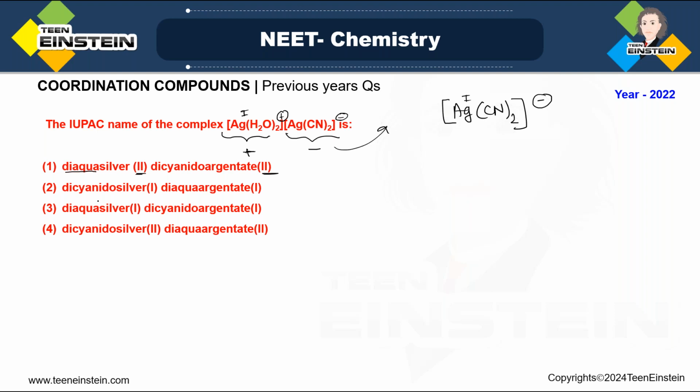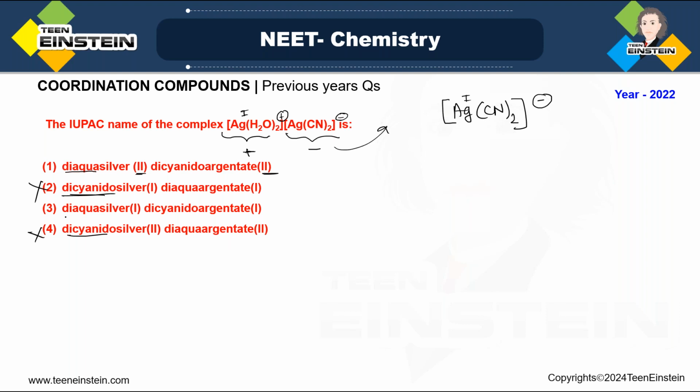Now, what is the problem with option 2? Here, dicyanide, that part is mentioned first. But we cannot write the negative part first. So that is why option 2 and option 4 you can easily cancel, because they start with dicyanide. That is not the rule. It must start with diaqua silver. But the oxidation state is wrong in the first option. So that is why the third option will be the correct option.